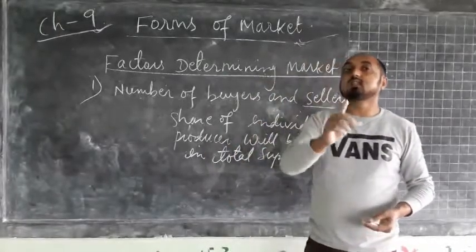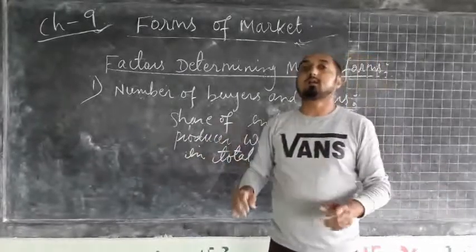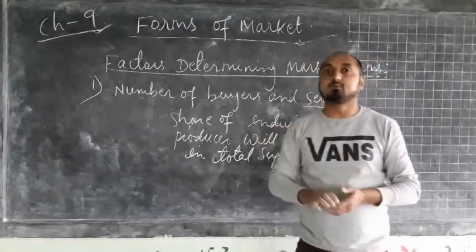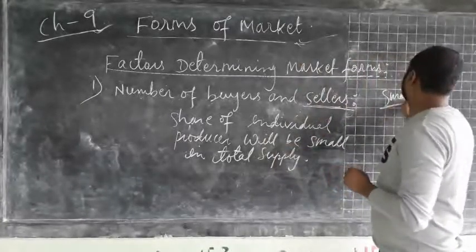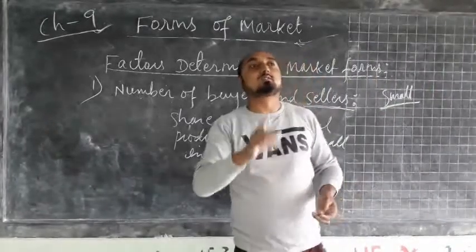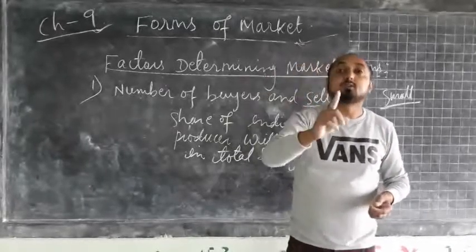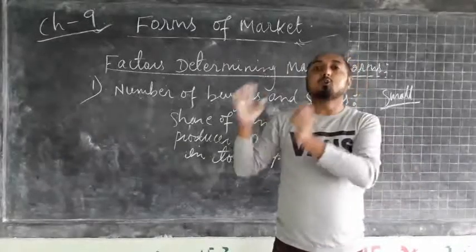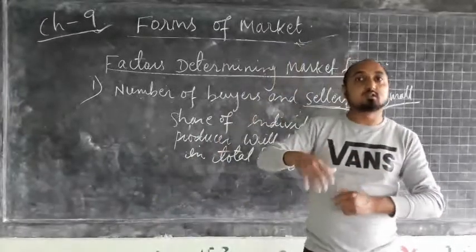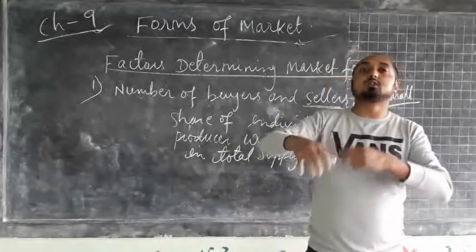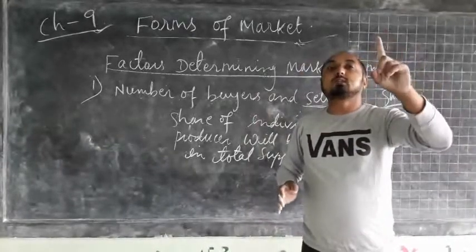So in that case, the seller does not have the power to influence the market price or the quantity supplied in the market. On the other hand, if the number of sellers is small, suppose there is only one seller or producer in the market, he has more power to influence the market price as well as the quantity supplied. Whenever he wants to increase the supply of the commodity, he can do that. Whenever he wants to increase the price, he can do that, because there is a single seller in the market.